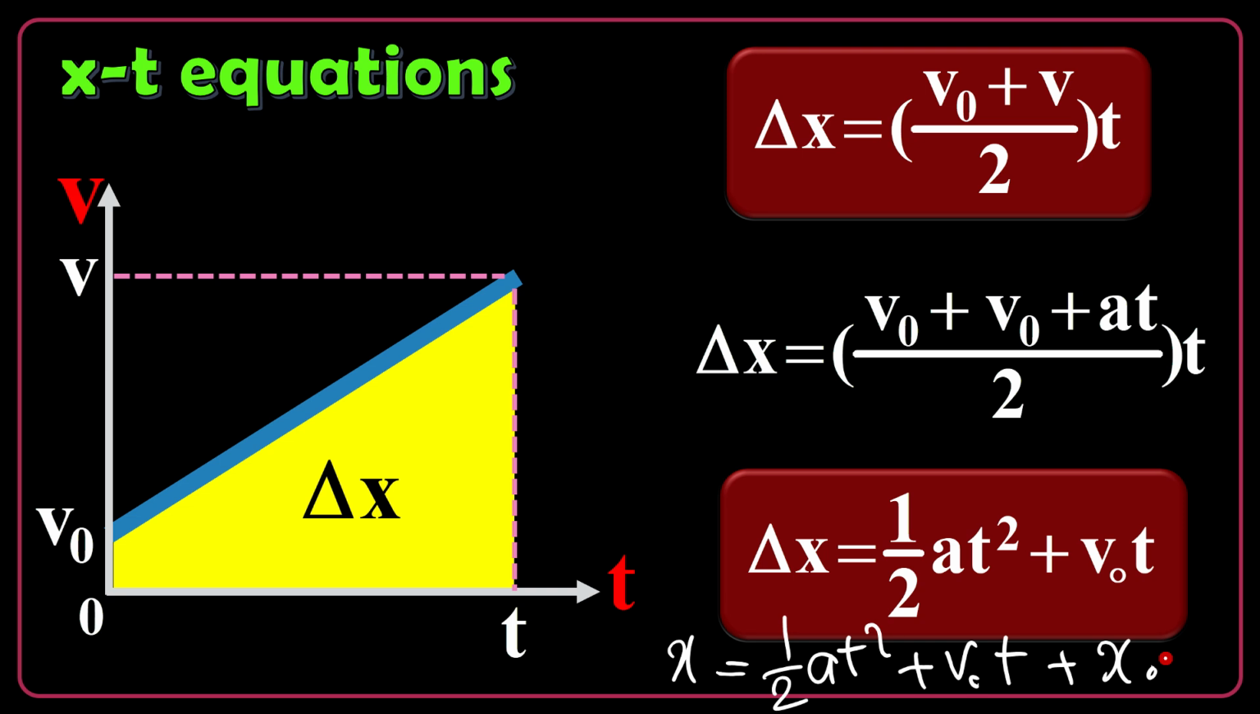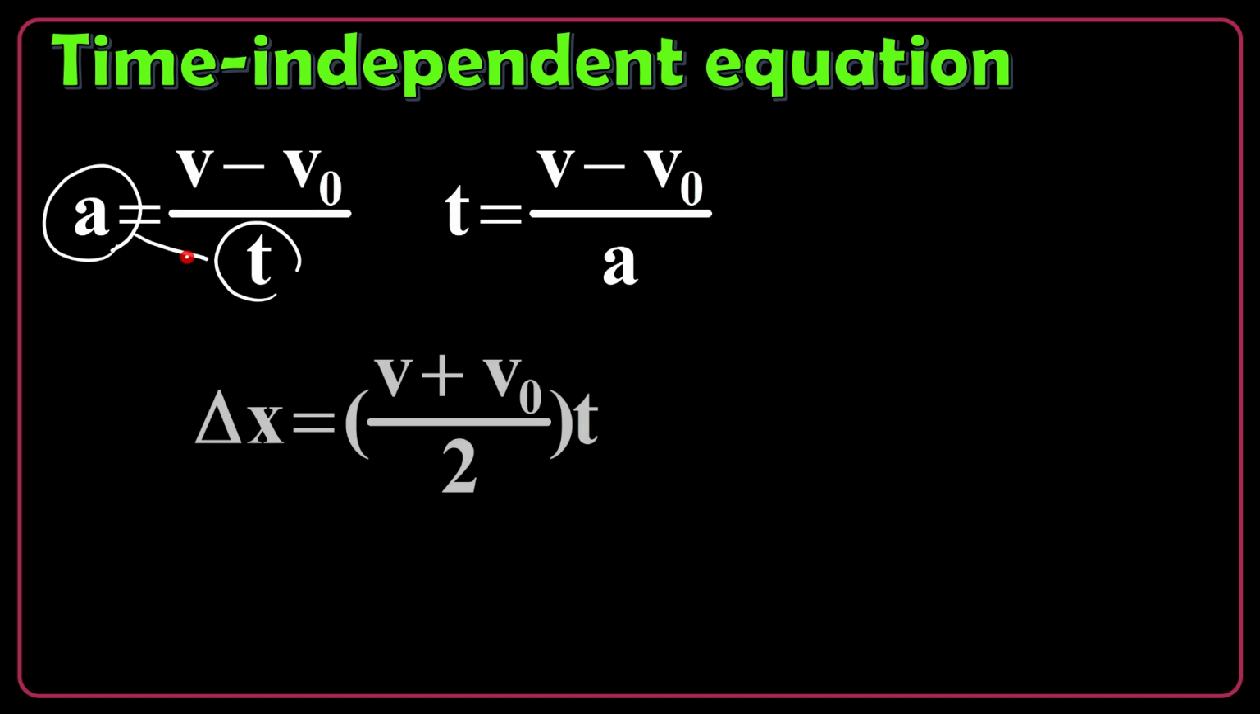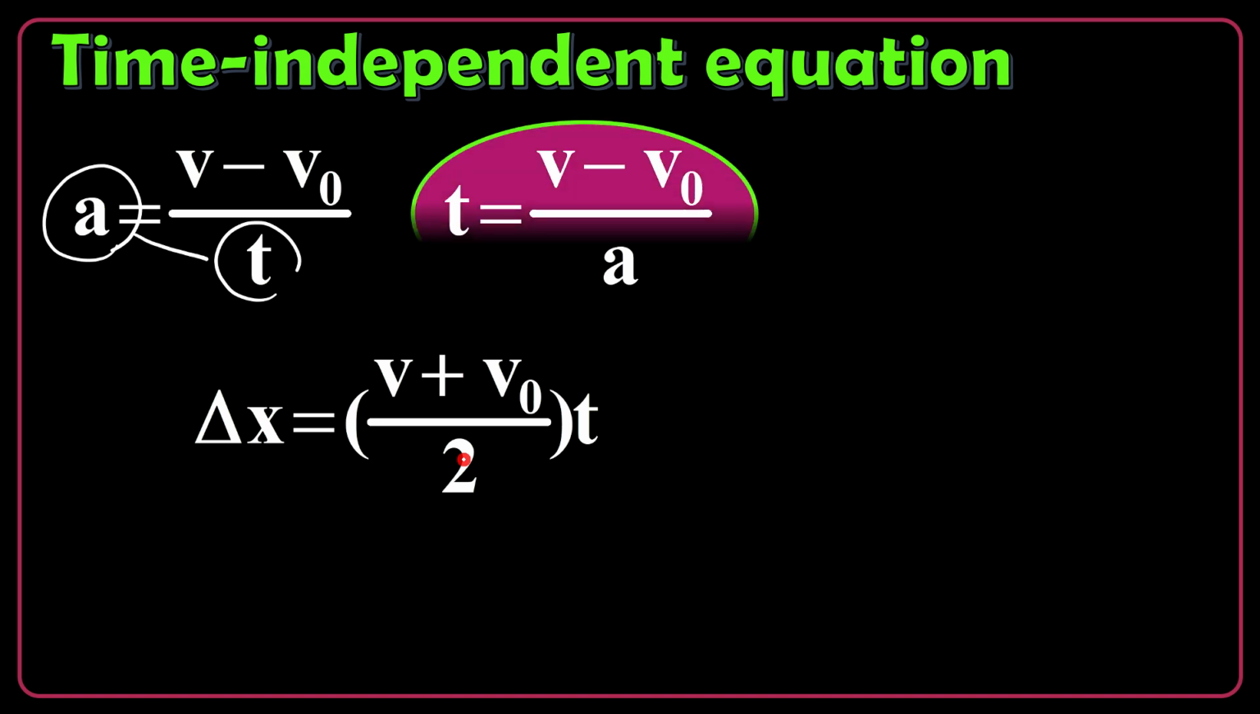Okay, let's continue. Here I have the time independent equation. Let's get rid of t. How? You remember acceleration was v minus v naught over t. Let's rearrange the equation by swapping these two. And so I write t equals v minus v naught over a. Why not? And then you remember delta x was v plus v naught over 2 times t. Here is the time to substitute t here, okay?